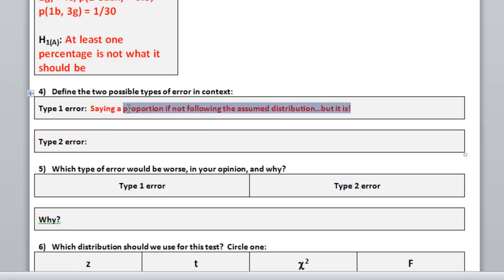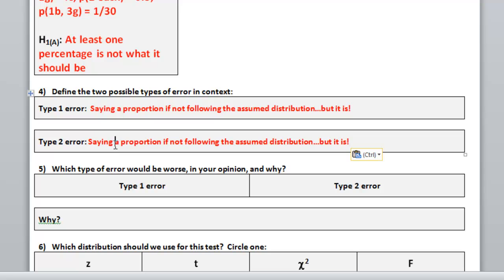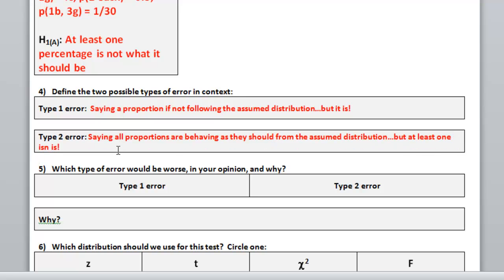Type 2 error would be essentially saying the opposite of that, which is saying all the proportions are behaving as they should from the assumed distribution, but at least 1 isn't. There you go. Which would be worse in your opinion, and why?